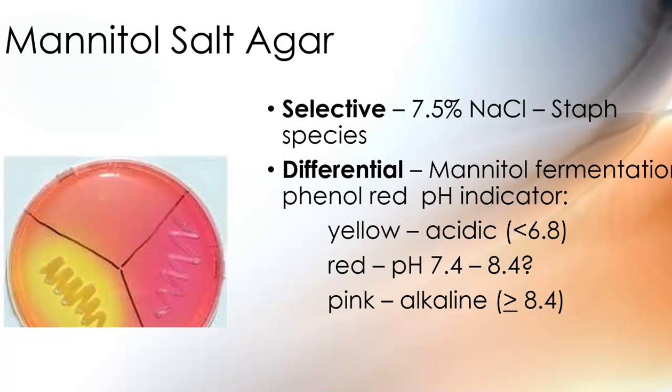The differential piece is that phenol red, right, as the indicator with the mannitol. So we're looking to see if mannitol can be fermented. And if fermentation occurs, it changes that phenol red to a yellow color. Okay, so it's acidic. Any fermentation typically ends up with an acidic byproduct, and the acidic byproduct will turn either the media and or the colonies yellow. Okay, if it's alkaline, it goes the opposite route, you can get the pink color. Staph epidermidis tends to become pink, like a brighter pink color. Staph aureus is the only staph that ferments mannitol.